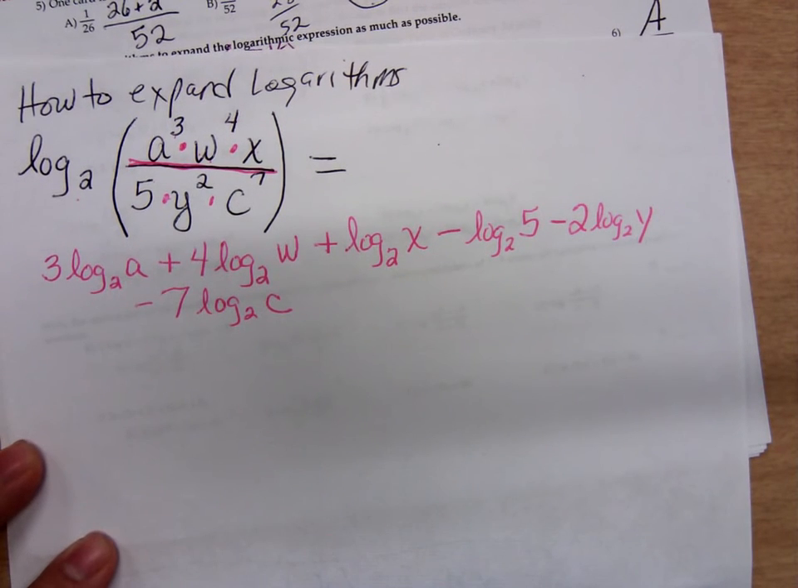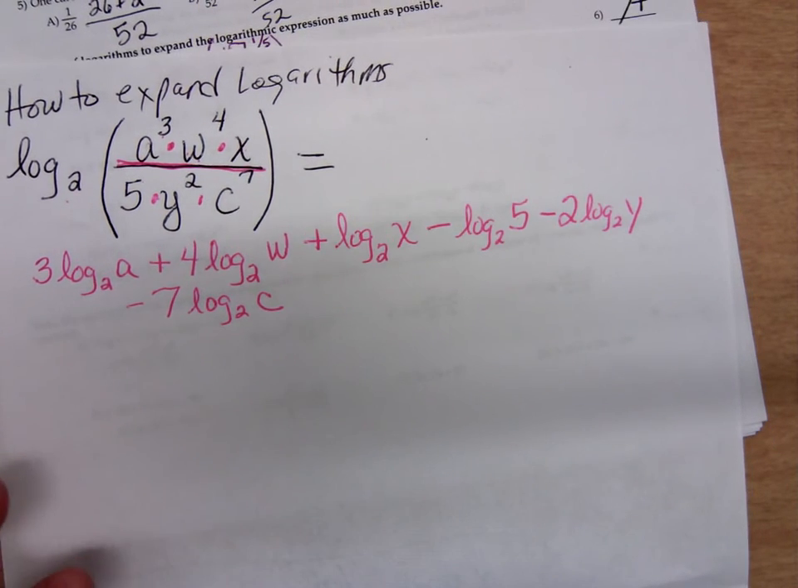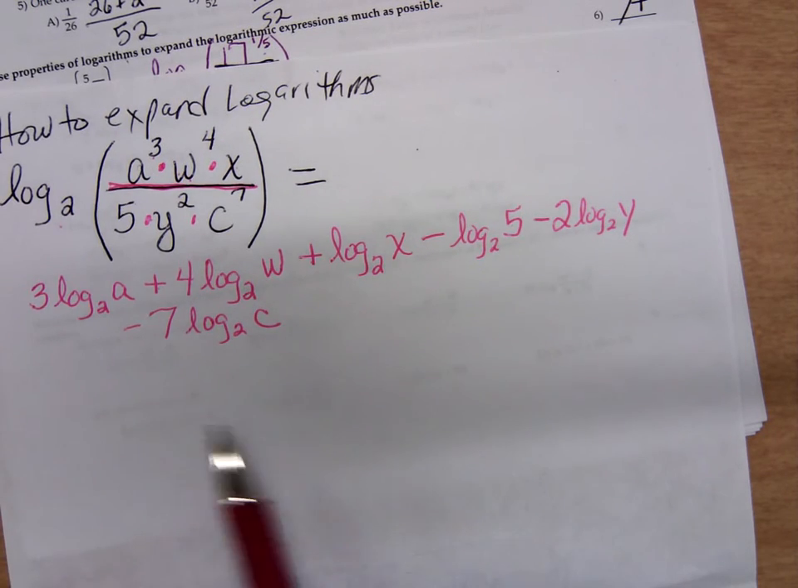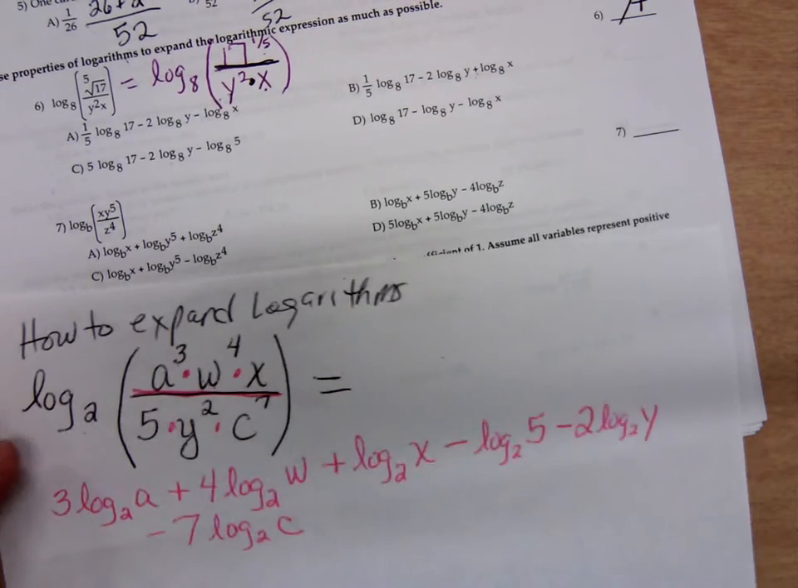What we're doing is going through using the properties of logarithms: the product rule, the power rule, the quotient rule. First the quotient rule, then the product rule, distribute the minus, then the power rule. So having seen that, if y'all see the pattern, the next one shouldn't be very hard.